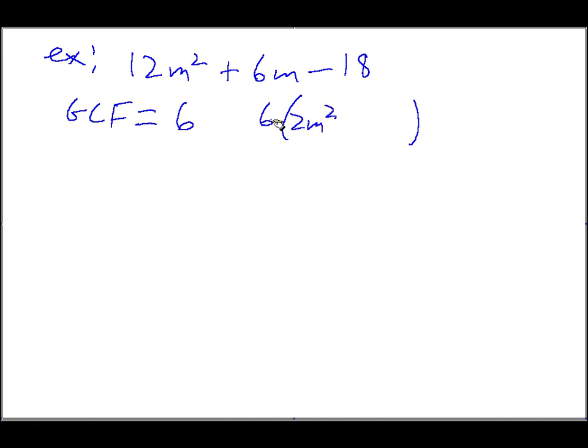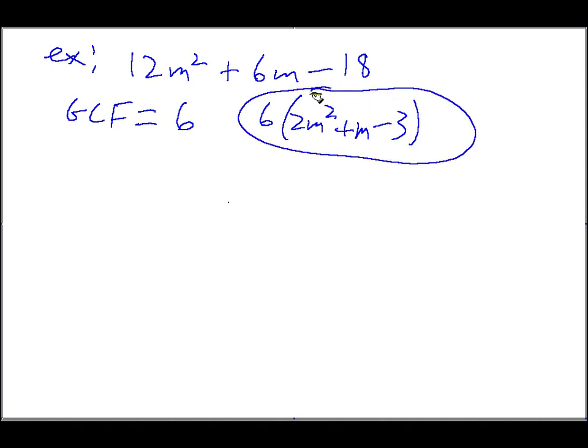6 times what will give me back 6m? Well, 6 times m. So 6 plus m. And 6 times what will give me back 18? Well, 3. So minus 3. Again, 6 times 2m squared, 12m squared. Check. 6 times m, 6m. Check. 6 times 3, 18. Check. So this is the solution we're looking for, writing as a product. Not too bad at all.